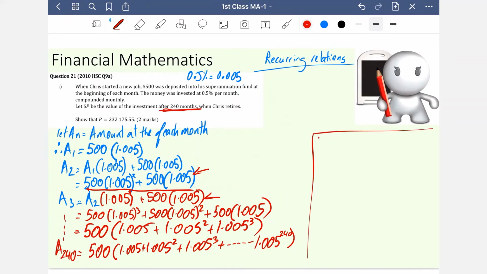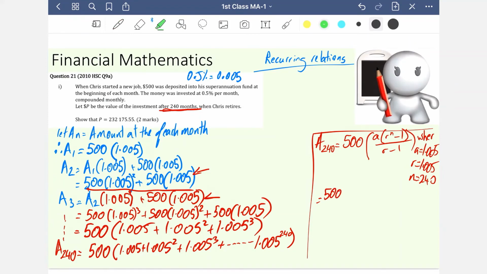So what I have is that after 240 months, I've got 500 multiplied by the sum of a GP, which is A outside of R to the power of N minus 1 over R minus 1, where A, okay, equals 1.005, R equals 1.005, and N is 240. So we put all of that now into our formula, and hopefully we can get this figure over here. So let's go.